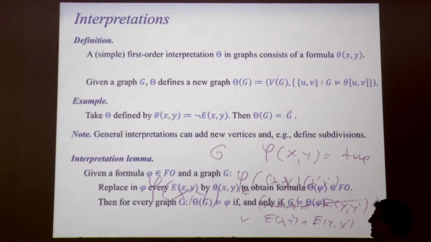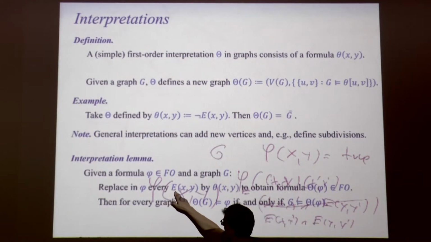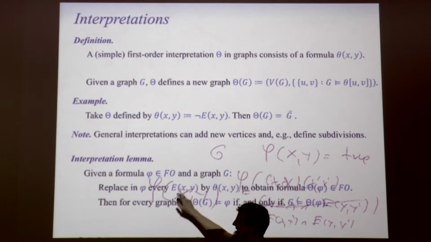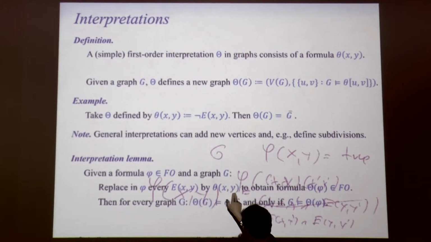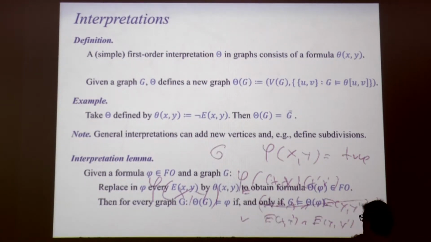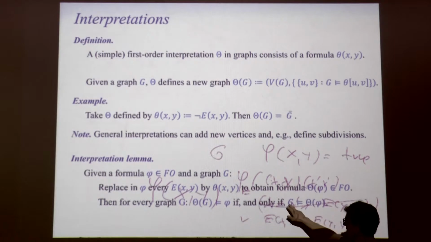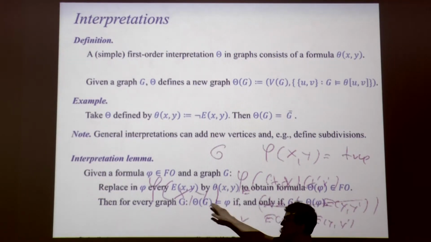Okay, this is the main concept we need, the interpretation lemma, which is: if you have a first order formula in a graph, and in this formula you replace every occurrence, in the simplest form, let's say, of the edge atomic formula saying there's an edge between x and y by this new defining formula theta, in the simple case, what you get is a new formula theta of phi, which is true in the original graph if and only if phi is true in the created graph.